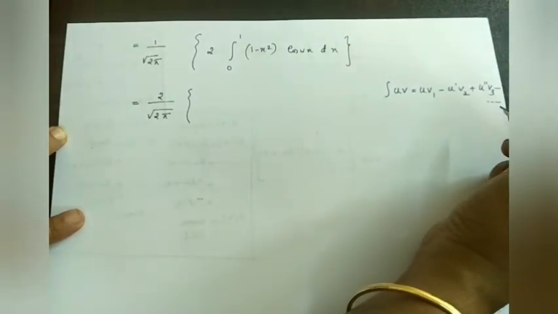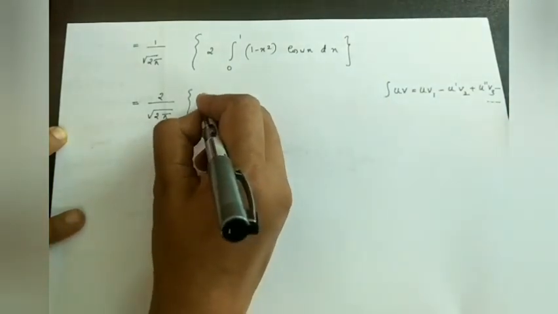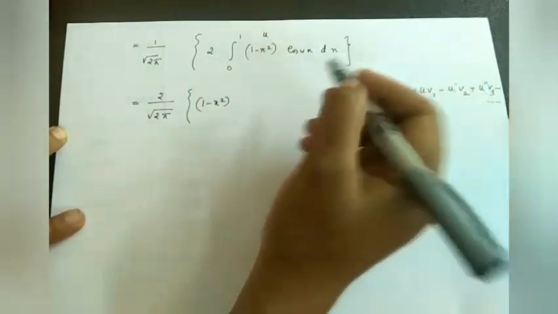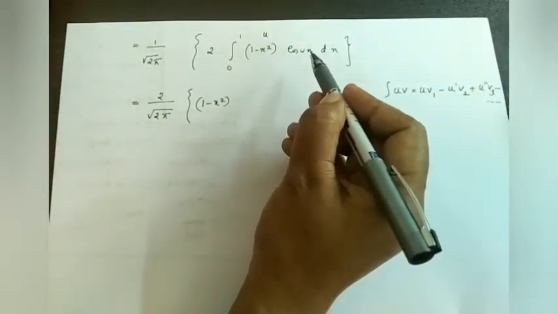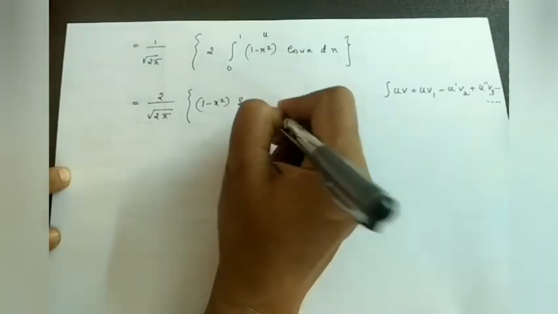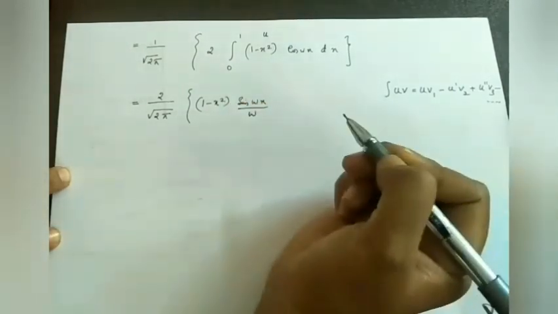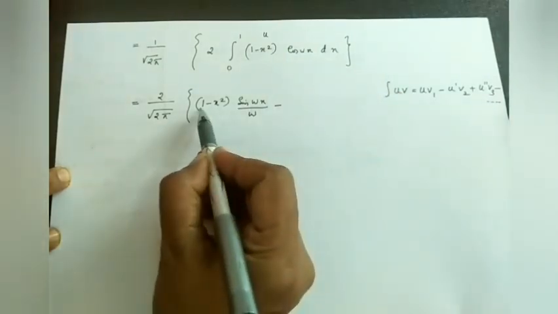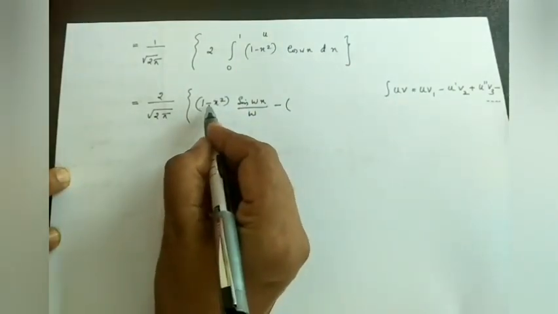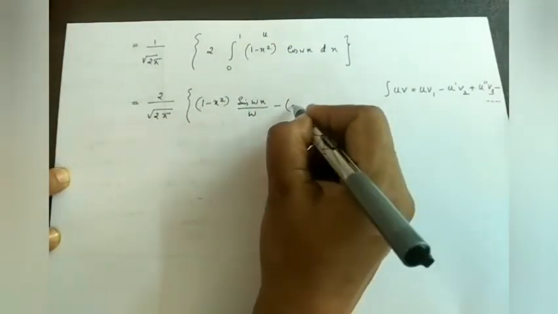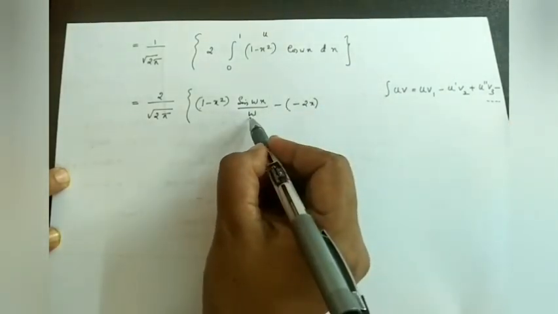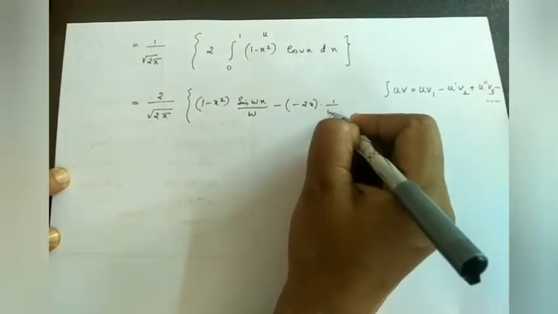By using that we can write the first function, that is 1 minus x square. u is 1 minus x square. Integral of the second, integral of cos omega x is sin omega x divided by omega. Then minus derivative of this: derivative of 1 minus x square is, derivative of 1 is 0, then minus 2x. You must use brackets like this. Now integral of the second, we have already 1 by omega, which is a constant.